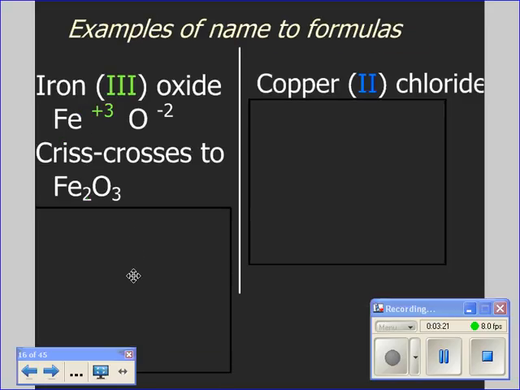And you will have Fe2O3. This cannot be simplified, so this is the final formula. This is also called rust. So if you have a car and it has a rust spot, this is the compound.